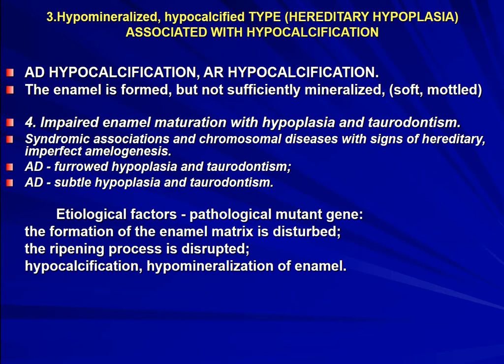Impaired enamel maturation with hypoplasia and taurodontism. Syndromic association and chromosomal diseases with signs of hereditary amelogenesis imperfecta. Autosomal dominant, furrowed hypoplasia and taurodontism. Autosomal dominant, subtle hypoplasia and taurodontism.